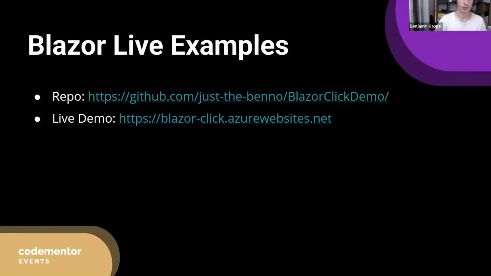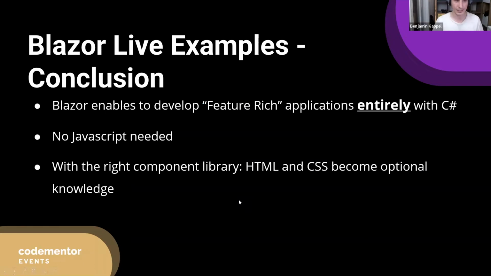If we want to sum up, Blazor enables us C# developers to develop feature-rich applications. Some call it single-page application, highly interactive thing, doesn't matter. The important thing here is we can build this application entirely by using C#. There's no JavaScript needed, and with the right component library, later I will explain what component libraries are, also HTML and CSS become kind of optional knowledge.